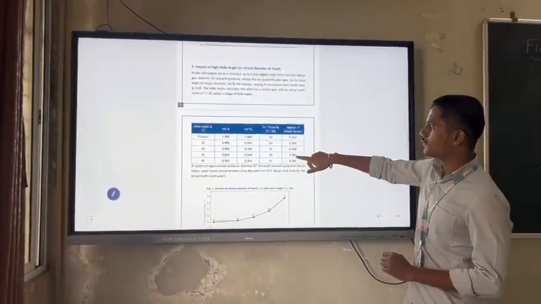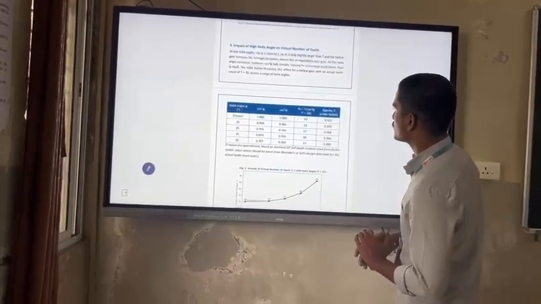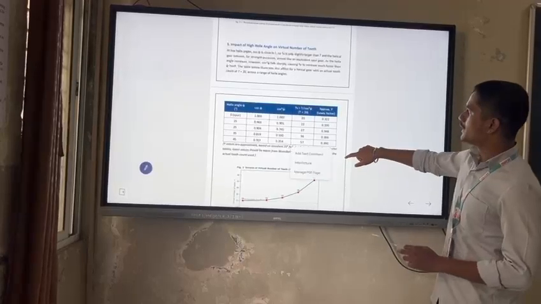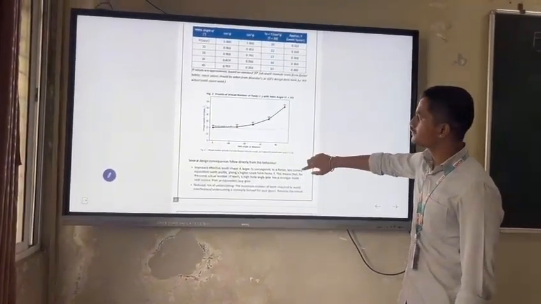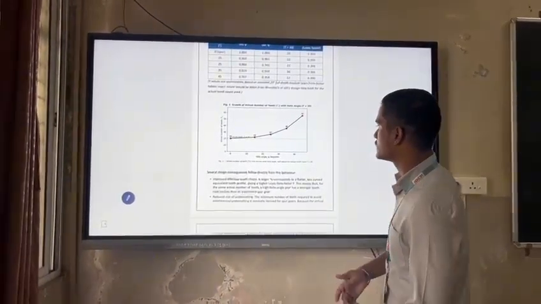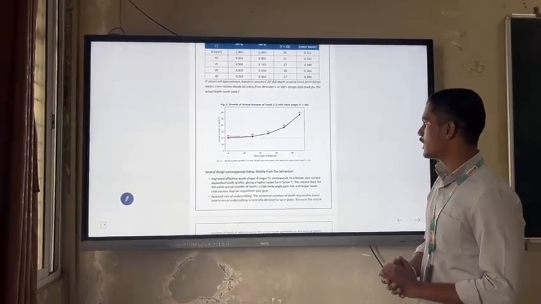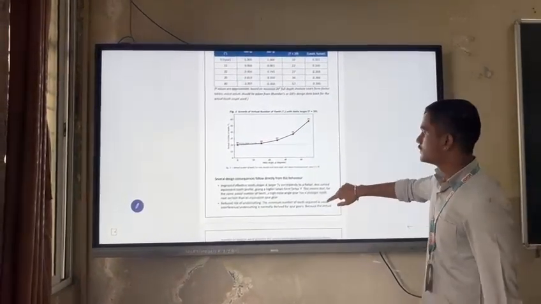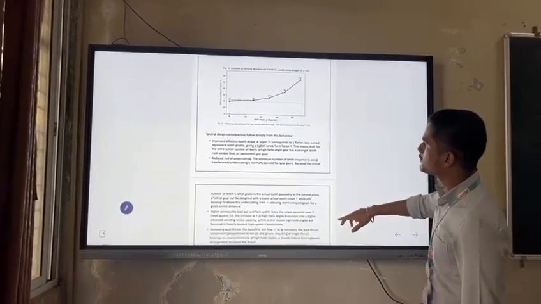Here is the chart for helix angle and the values of cos cube psi, TV and approximate Y, meaning Lewis factor. Here is the graph of virtual number of teeth. It rises sharply with helix angle, well above the actual tooth count. Several design considerations follow directly from this behavior.